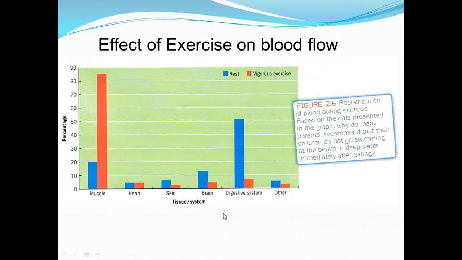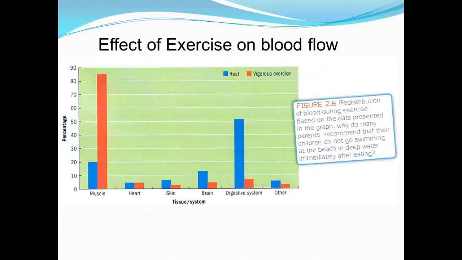So again, another effect of exercise on blood flow. So when we're at rest, our muscles are using up about 20% of the blood that's floating around. You can see our heart uses a small percentage as well. The skin, the brain, the digestive system is quite significant at rest. So when you're at rest, you're digesting food, and that's where a lot of the blood, over 50% of the blood, is around your digestive system.